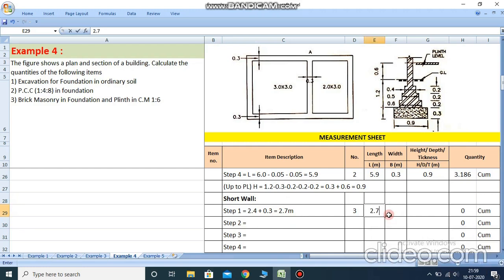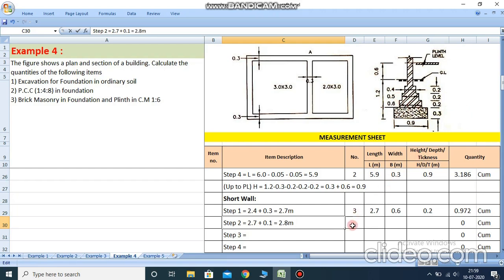and width is already given in the figure. So the first wall width is 0.6 meter. So write here 0.6. Then thickness is given, 0.2. So calculation in cubic meter we find from the multiplication of numbers, length multiplied by width multiplied by thickness. Now we calculate step number 2. So first step plus the difference between the first step and second step. So the difference is 0.6 and 0.5, that is 0.1. So write here 0.1, equal to 2.8 meter.